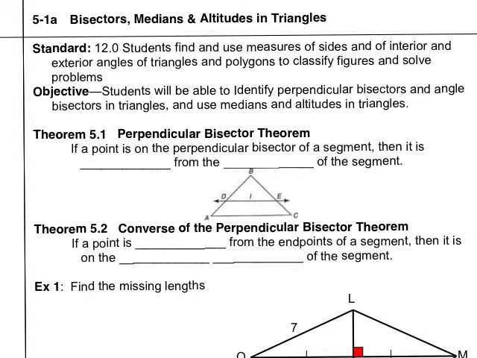Okay, 5.1a, bisectors, medians, and altitudes in triangles. Objectives. Students will be able to identify perpendicular bisectors and angle bisectors in triangles and use medians and altitudes in triangles. So we're going to solve some problems using that.